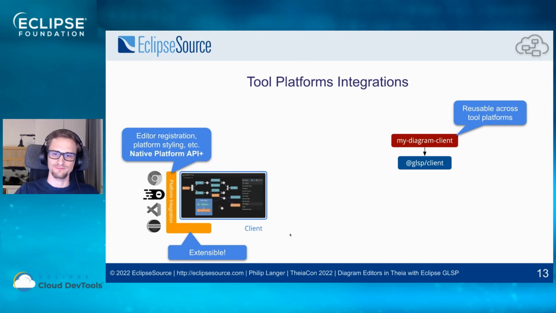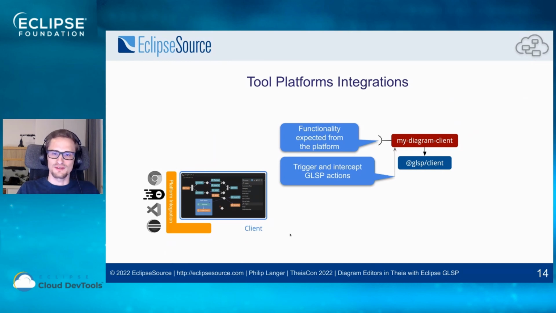Of course, the diagram editor is not an island. It maybe needs to communicate with other parts, as I mentioned. Therefore, there are two mechanisms available. So a diagram client, even though it is independent of the platform, can specify interfaces to define what functionality it expects from the platform. And the platform integration itself can also trigger and intercept GLSP actions to take over certain functionality.